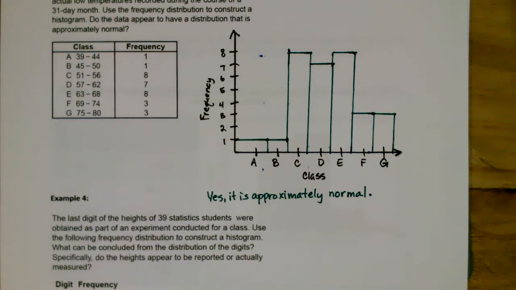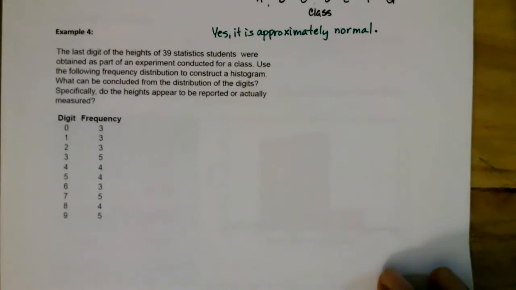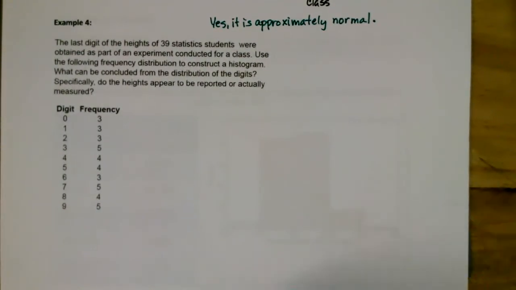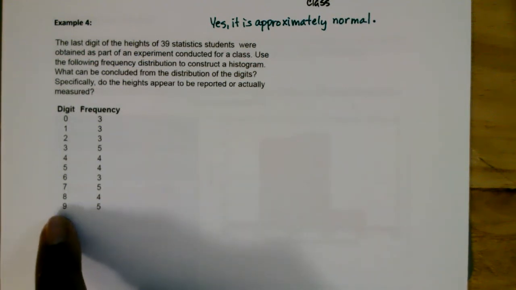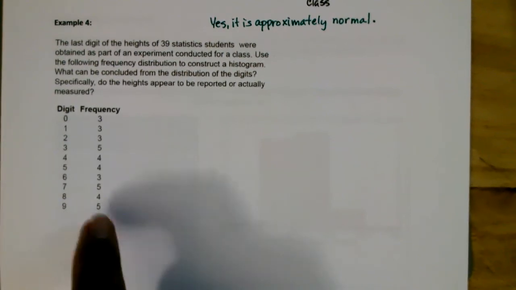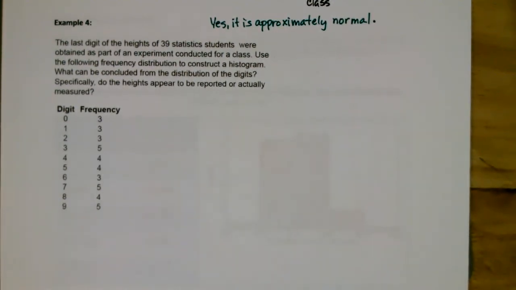Okay, here's another example of a histogram. The last digit of the heights of 39 statistics students were obtained as part of an experiment conducted for a class. Use the following frequency distribution to construct a histogram. What can be concluded from the distribution of the digits? Specifically, do the heights appear to be reported or actually measured? So here, the digits from 0 to 9 and their corresponding frequencies.